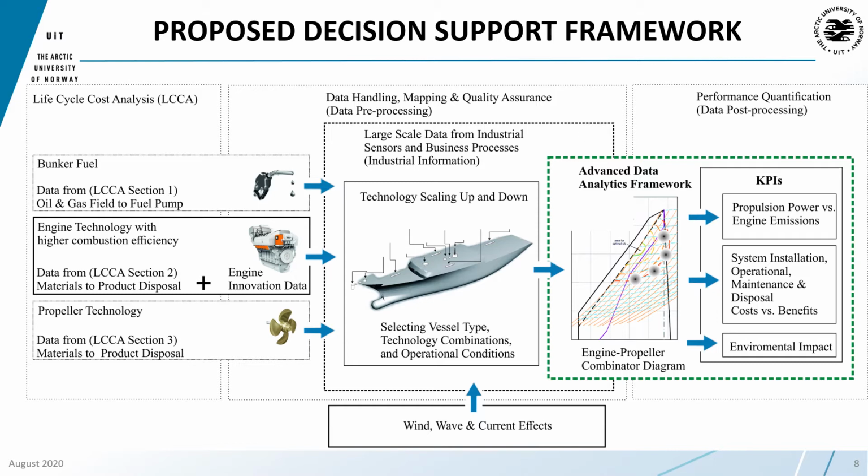So we are looking into the engine propeller combinator diagram. The dark regions are data clusters that relate to specific operating modes for the selected ship engine. And from that, we will quantify ship performance in order to derive KPIs with respect to propulsion power versus engine emissions, system installation, operational maintenance and disposal, costs versus benefits, and environmental impact.